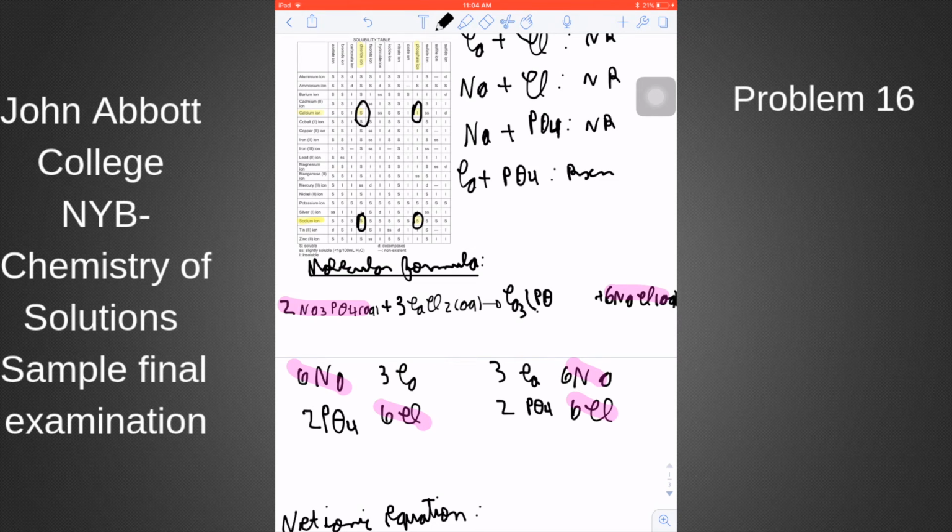And we want it to be the whole part of the compound. So it's PO4, and we're going to add a 3. And this will be in a solid state. And that is the first part of 16, the molecular equation. Done.